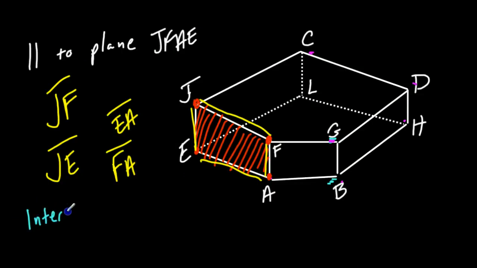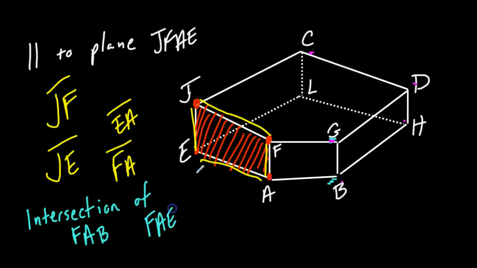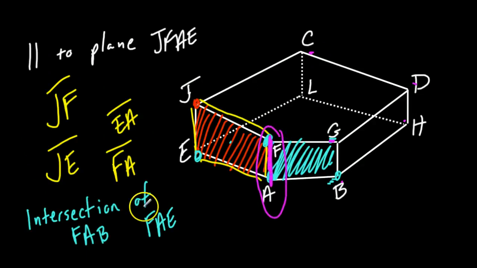And now we've got one more. I want to know, where's the intersection? Intersection means where two things meet. Where's the intersection of plane FAB and plane FAE? I've got FAB, so that is that plane right there in blue. And FAE, that's the one we have highlighted there in red. What is the intersection of those two planes? Where do they meet? Well, they meet right there. They cross each other, kind of intersect each other at line FA.